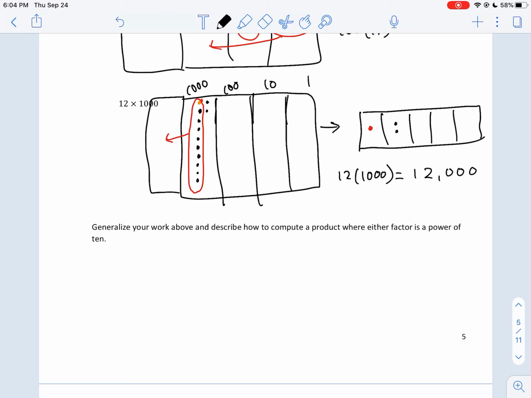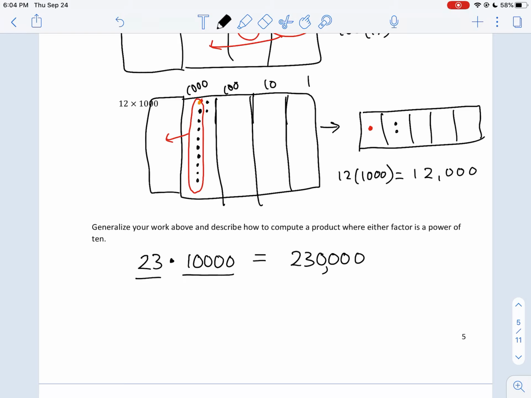Anyway, we're going to generalize this work above and describe how to compute a product where either factor is a power of 10. So it really just boils down to this. You take any number, 23 for example, multiply it by a power of 10. Let's go with 4 zeros. You're going to wind up getting 23 and then just tack on 4 zeros. So in this case, 230,000 is what it yields.